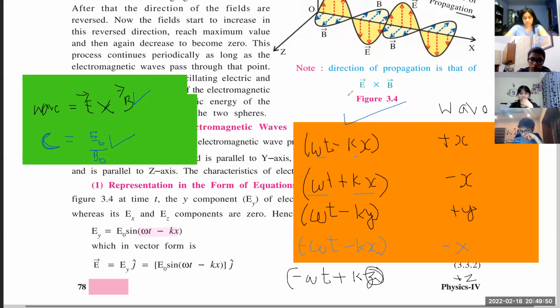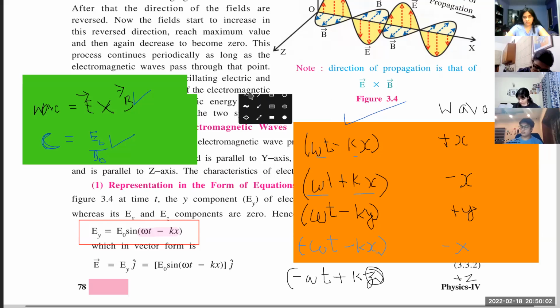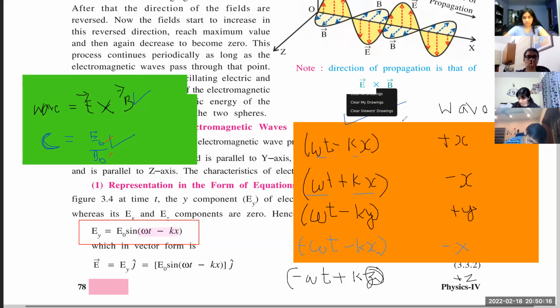Now write this: Ey is equal to E naught sine omega t minus kx. Note down that these E naught and B naught are magnitudes. It is not just E and B, it is E naught and B naught, the magnitudes. Everyone has noted till here.